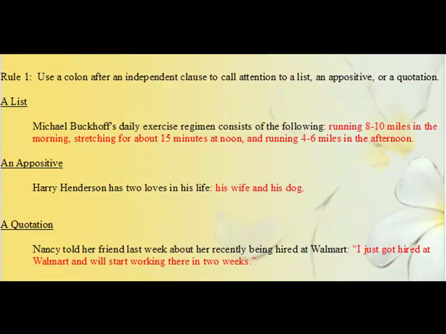Rule 1. Use a colon after an independent clause to call attention to a list, an appositive, or a quotation. A list. Example: Michael Buckoff's daily exercise regimen consists of the following: running 8 to 10 miles in the morning, stretching for about 15 minutes at noon, and running 4 to 6 miles in the afternoon. Notice the colon right here, and by putting it here, it draws attention to the three items that follow it: the 8 to 10 miles, the stretching, and running 4 to 6 miles.